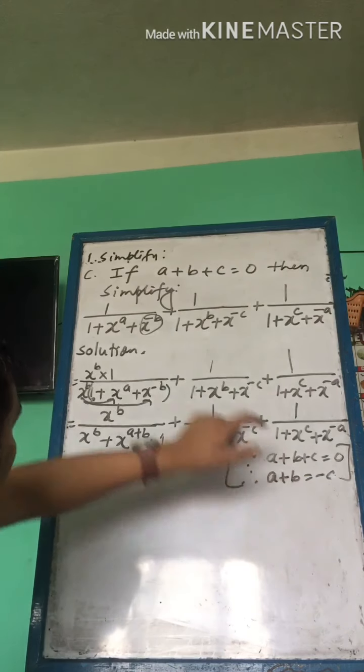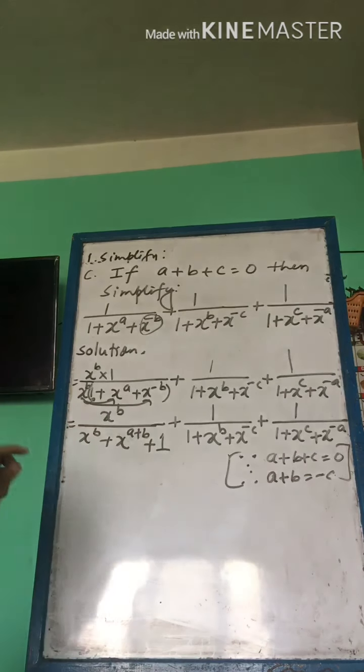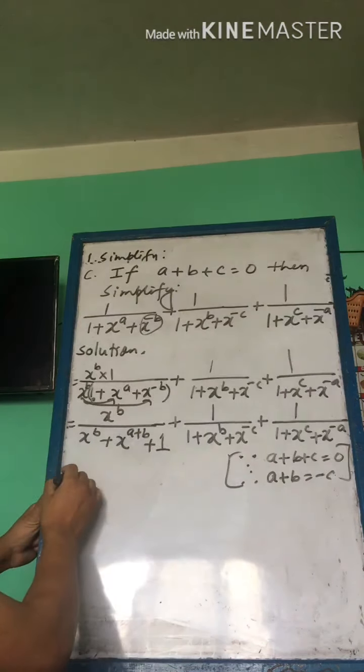For that only given condition is there, no? From here only a plus b can be equal to minus c. Let us do it. Let me do from here. x to the power b whole upon x to the power b plus x to the power minus c. Can I write it? a plus b equals minus c, plus 1 as it is.